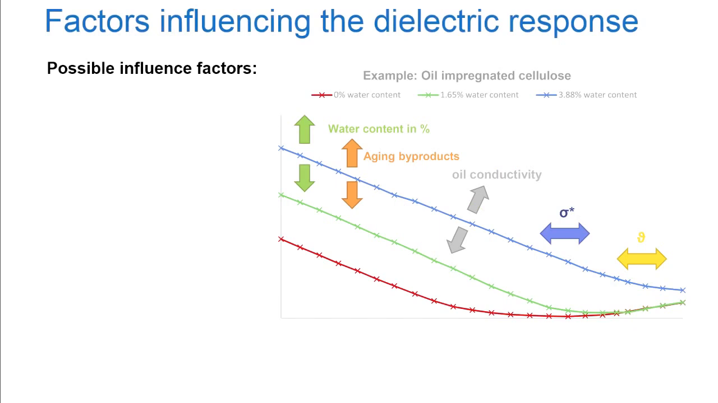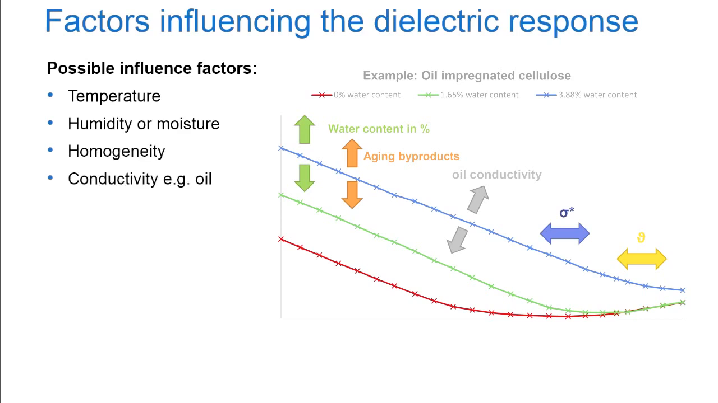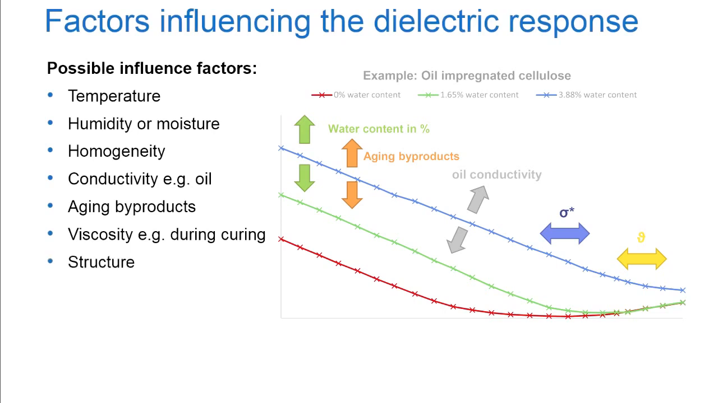Many factors influence the dielectric response of a dielectric material, such as temperature, humidity or moisture, homogeneity, conductivity, for example, of oil, aging byproducts, viscosity, for example, during curing processes, or structure. From the graph, it can be seen that all those parameters influence the dielectric response curve in a different way.